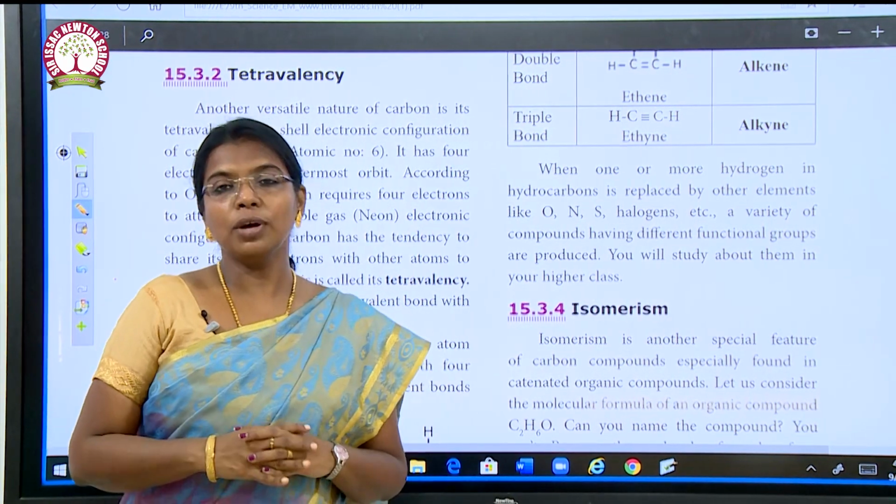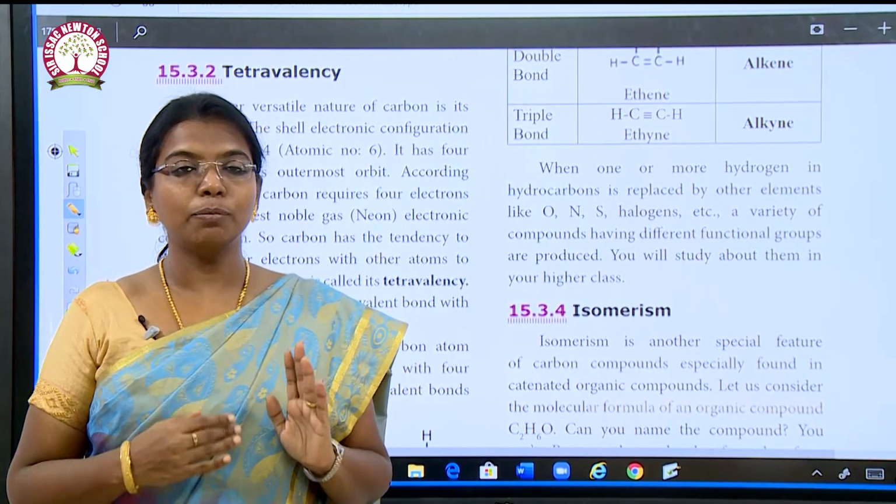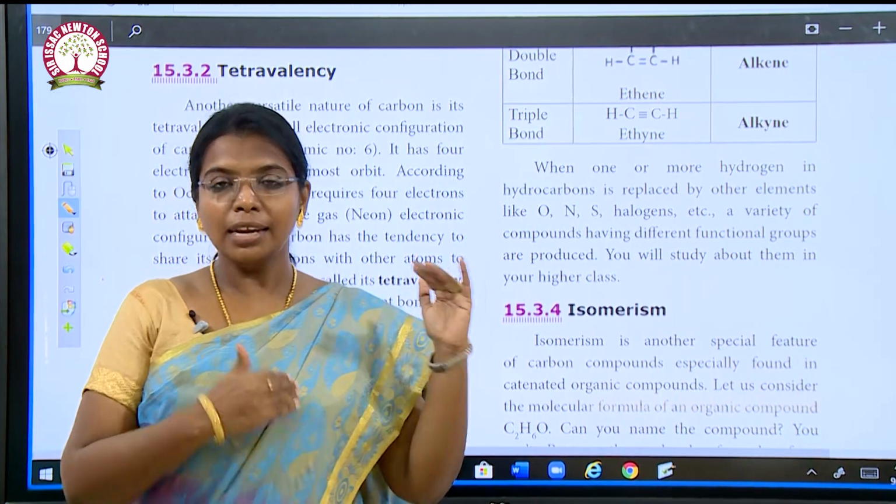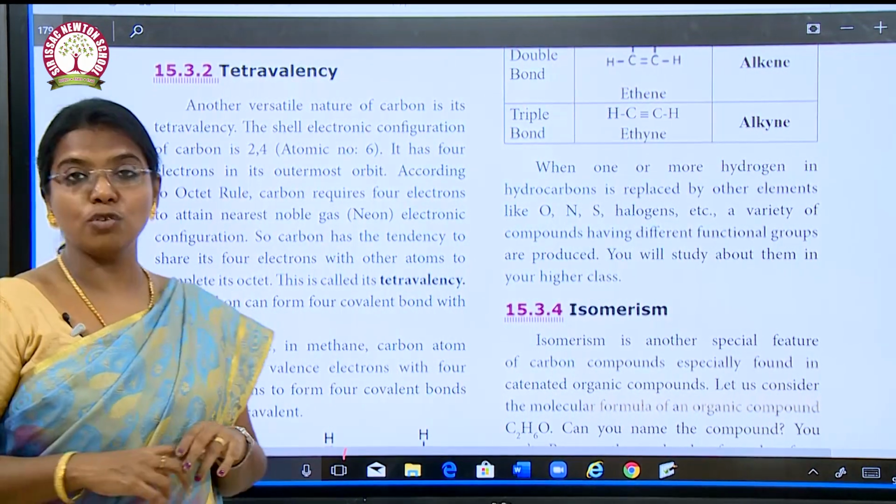Good morning children, hope you have a clear idea about carbon and its compounds as we have seen in the earlier class. Now let me continue with the tetravalency nature of carbon.